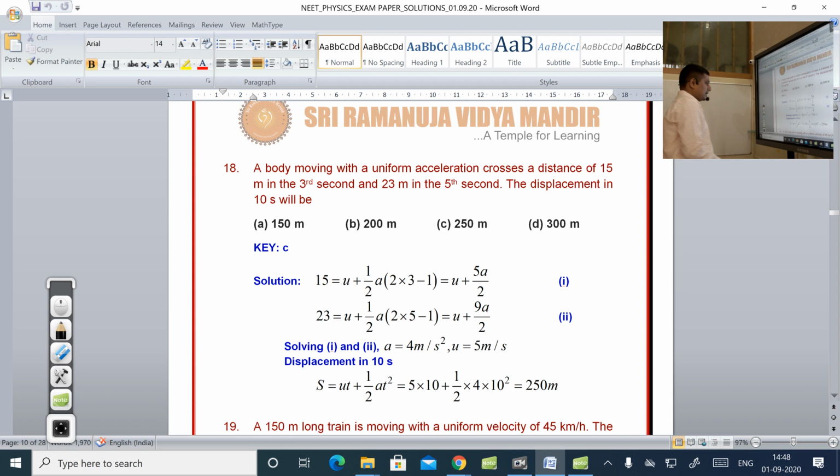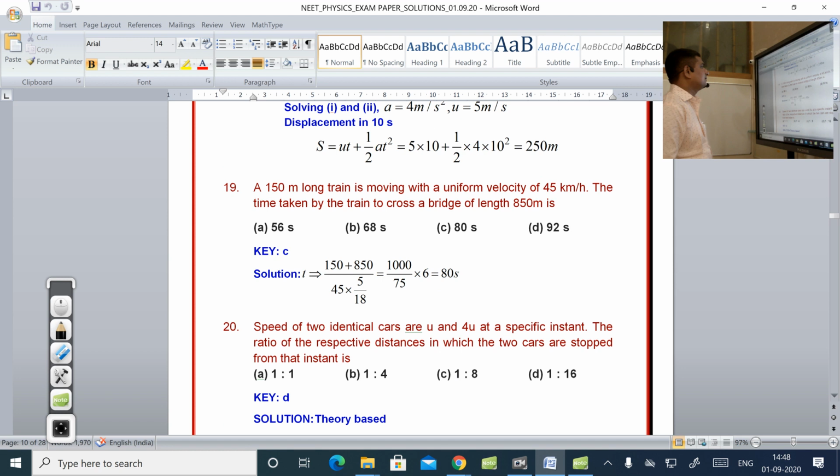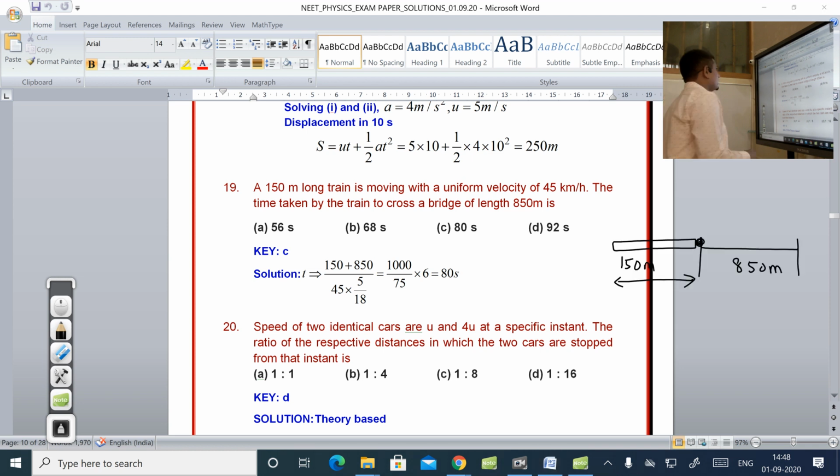Okay. Next, 19th one. A 150 meter long train is moving with a uniform velocity of 45 kilometers per hour. The time taken by the train to cross a bridge of length 850 meters. Okay students, this is slightly application type. So actually here there is a bridge of length, how much students? 850 meters. Now there is a train which is approaching the bridge. This train is 150 meters long. Okay, so now at this point it has entered.